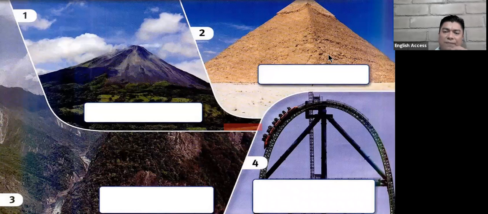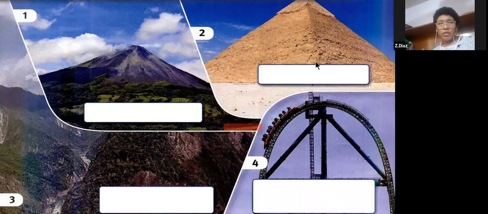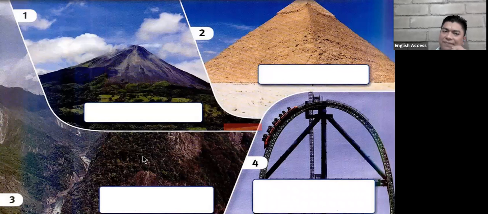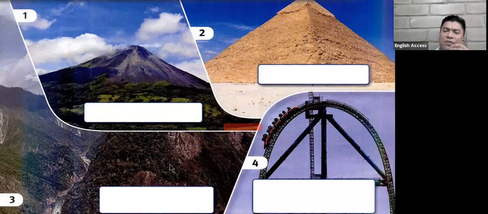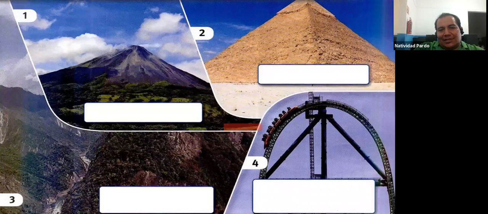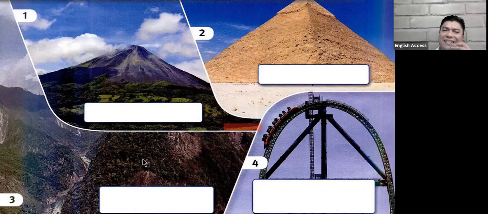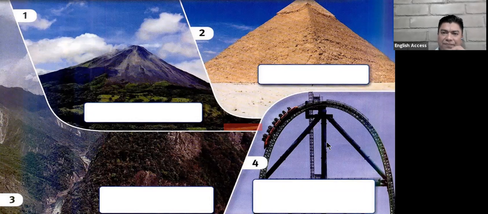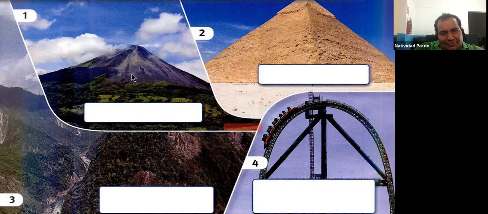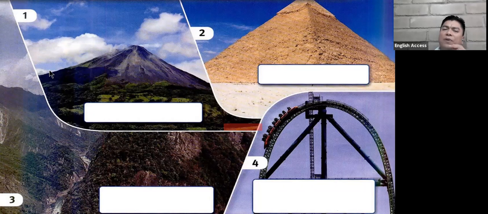All right. Picture number two, what do you see? Pyramid. A pyramid, yeah. What about number three? I don't know exactly. Forest? What did you say, Natividad? Oh, in Spanish, cañón. I don't know in English. Ah, what you said in English is a canyon. Canyon. What about picture number four? That's a roller coaster.